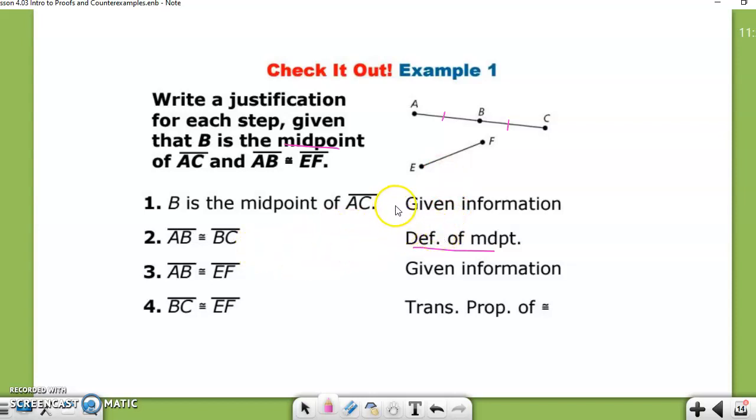Now, this is what I was talking about earlier. See, I've got given information here, and I've got it here as well. It is always at the start of the proof, but it can be broken up. I could have also put this with number 1, but it just makes more sense to separate it out here. Now I've been given that AB is congruent to EF. That was given information. Now look at this. I've got two different things congruent to the same thing. So I can state that they are congruent to each other by the transitive property of congruence.